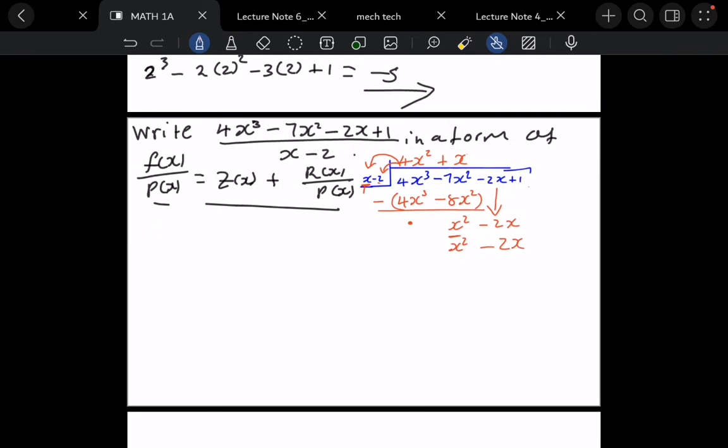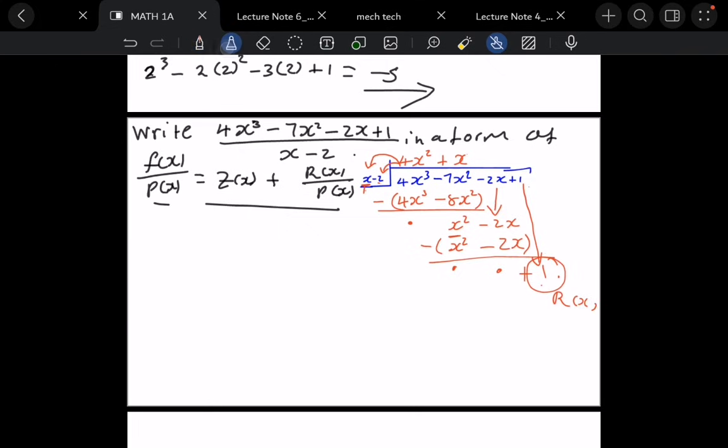Like that, and then minus. x squared minus x squared is 0, minus 2x minus negative 2x is 0. Bring down the value of 1. How many times does x go into 1? There is no variable of x there, so this becomes your r of x.